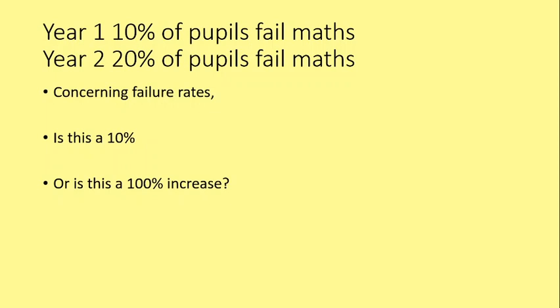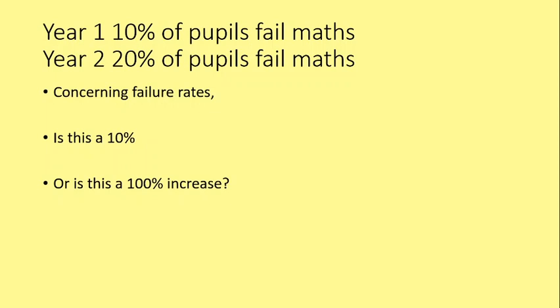Okay, so if I want to talk about my failure rates, do I say this is a 10% increase because 10% plus 10% is 20%? Or do I say it's a 100% increase because 100% of 10 is 10 and 10 plus 10 is 20? Just have a little think. Now, of course, both are actually correct.